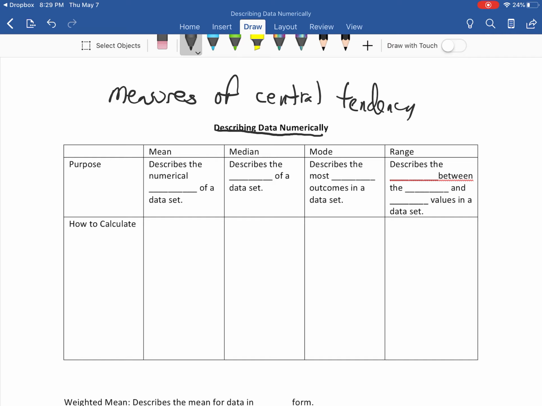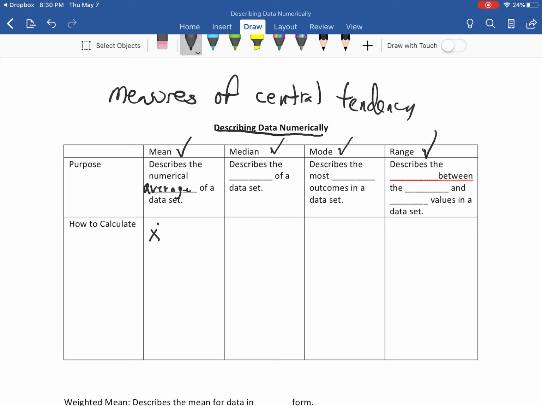So these are measures of describing the middle of the data set. We have mean, median, mode, and range. The mean describes the numerical average. Mean is just another word for average of a data set. And we calculate the mean using this, and this is going to be a new way of seeing it for you, but it's the same thing.